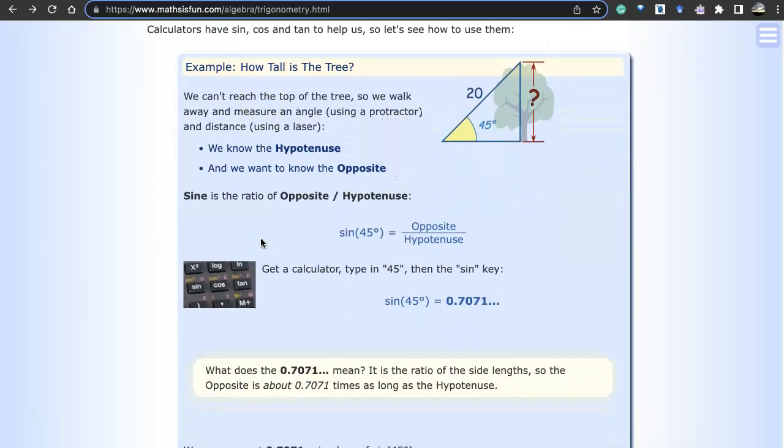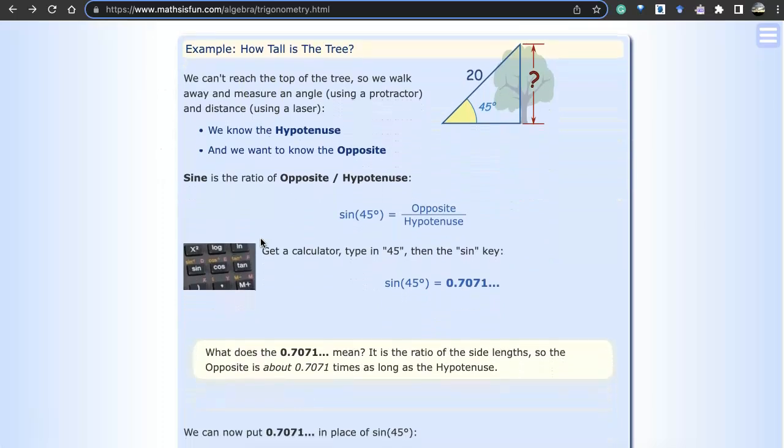So up next, let's look at how our calculator can help us solve more of an application problem. Let's say we want to know, how tall is this tree? We can't reach the top, so we walk away, and we measure an angle using a protractor, let's say. We measure the distance from that point using a laser. And so really what we know is this hypotenuse, and we know theta, from the point where we measured that angle and where we measured that distance.